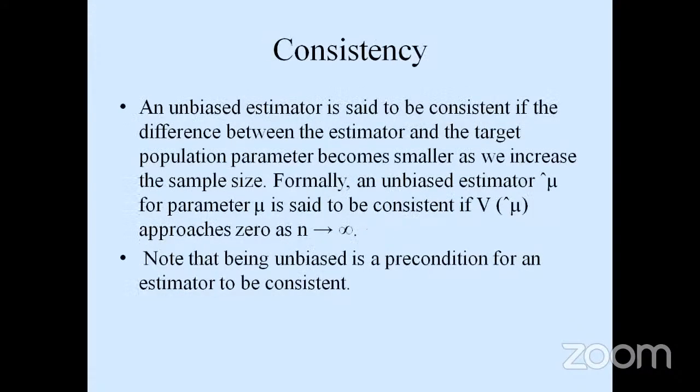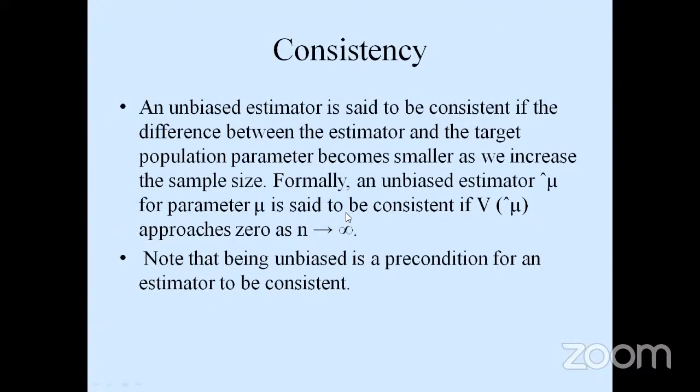So the next thing is consistency. An unbiased estimator is said to be consistent if the difference between the estimator and the target population becomes smaller as we increase the sample size. Formally, an unbiased estimator mu cap for a parameter mu is said to be consistent if the variance of mu cap approaches 0 as n tends to infinity. This is one of the rules for consistency.